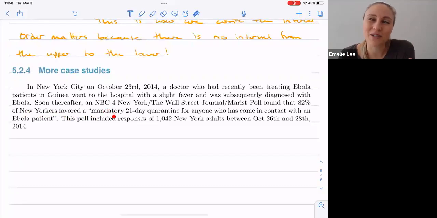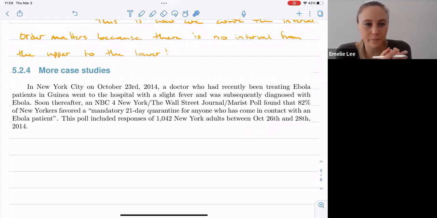And it's only because we're talking a lot about quarantine right now, so that's why I thought it was interesting. So a mandatory 21-day quarantine for anyone who's come in contact with an Ebola patient. This poll included responses of 1,042 New York adults between October 26th and 28th, 2014. So they only did the survey between October 26th and 28th, which restricts the time frame that we could do inference for, right?